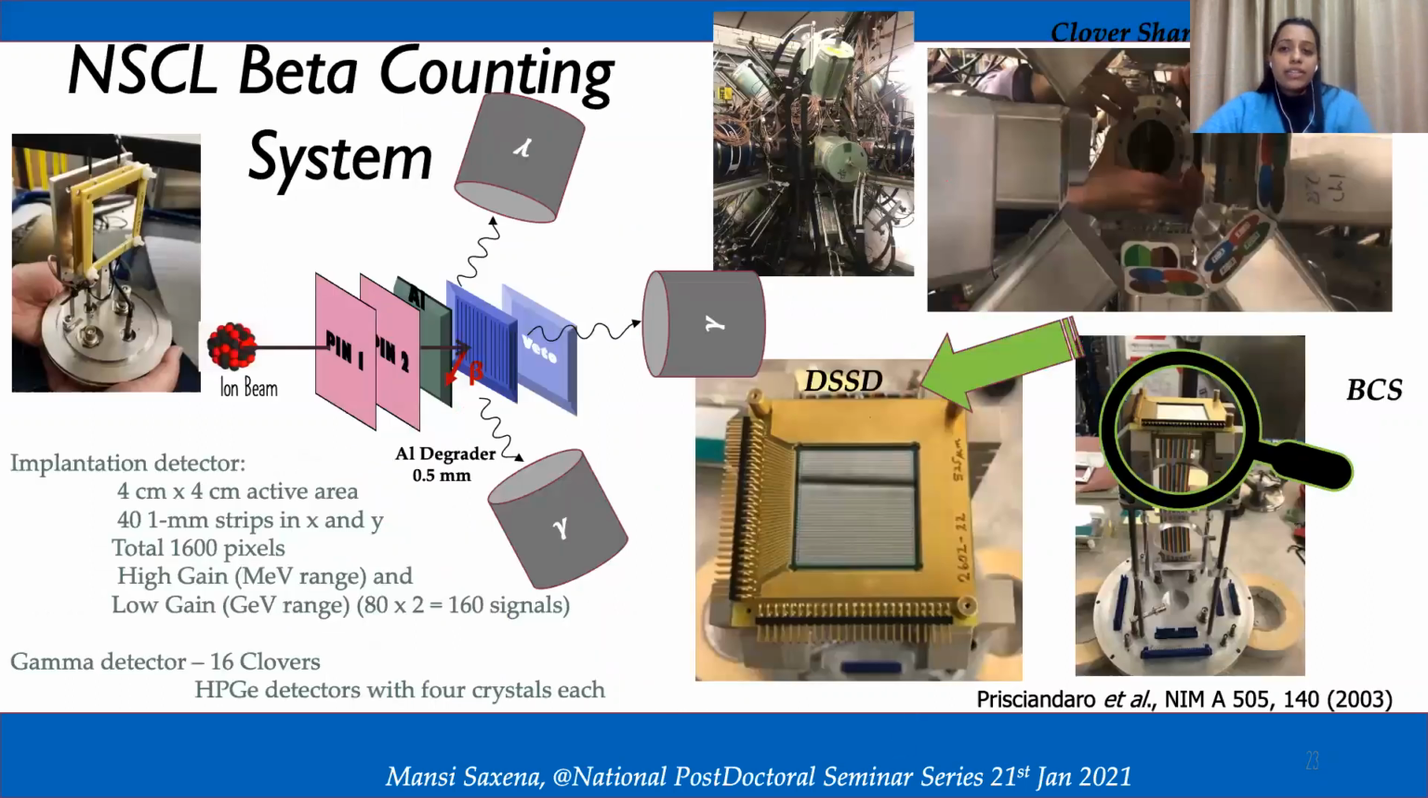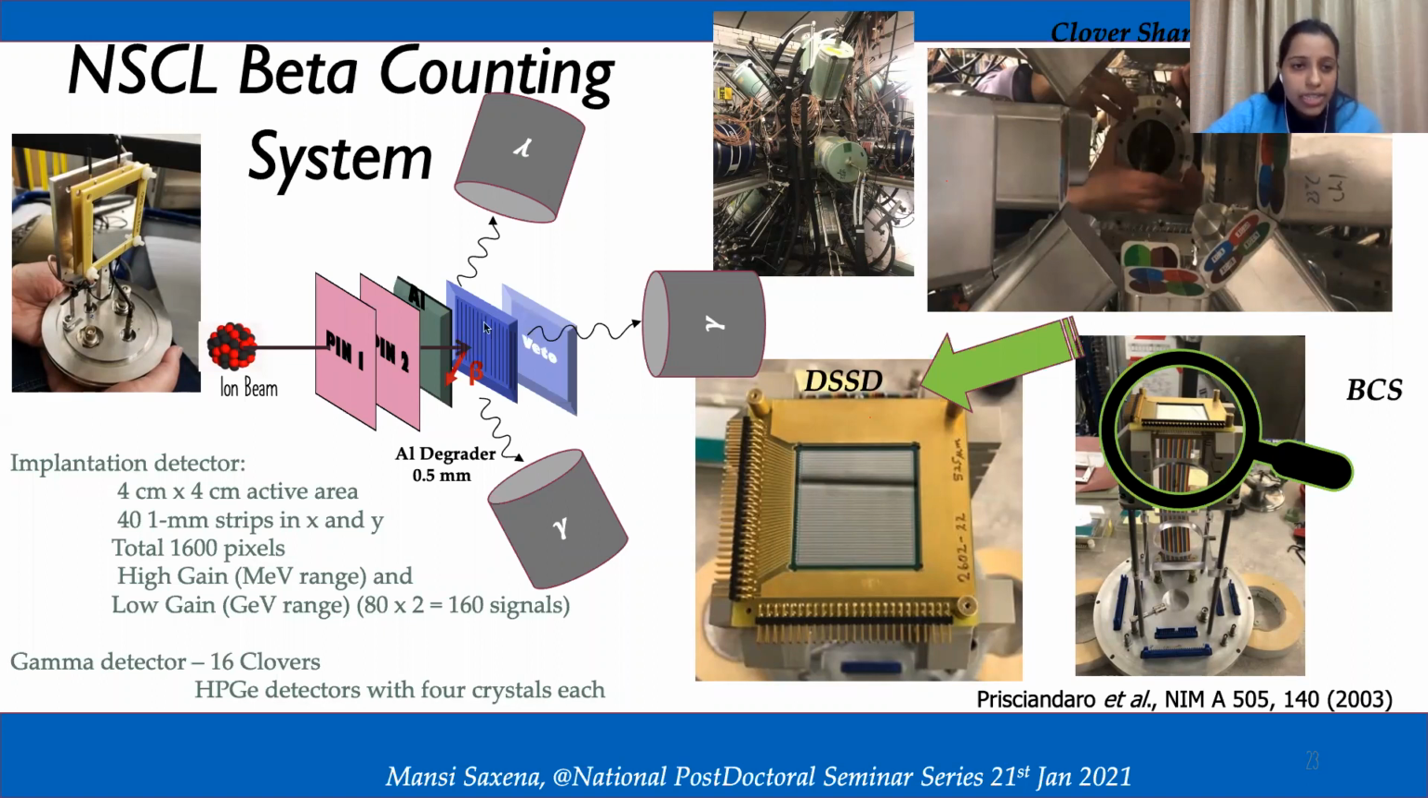Now, the principal detector system was the NSCL beta counting station. Now, shown here is the schematic diagram of our experimental setup. So in the upstream, we had 2 pin detectors of identical thickness, followed by an aluminum foil of 0.5 mm thickness, which was used as an energy degrader. Now, the 57 zinc ions were implanted in the double-sided strip detector, having a thickness of around 500 micron.